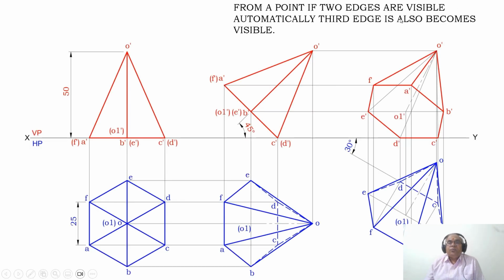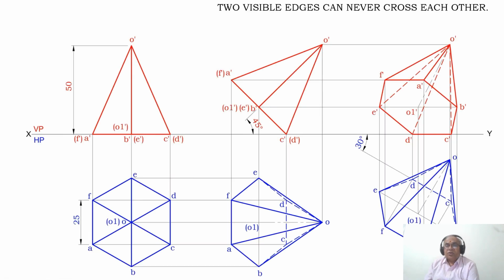Now, from a point, if two edges are visible, automatically the third edge also becomes visible. Which is that point? That is A dash. We know A dash F dash is visible and A dash B dash is visible because that forms the base of the hexagonal pyramid. So from this point, which is a common point for three edges, A dash F dash, A dash B dash, and A dash O dash, since A dash F dash is already visible and A dash B dash is also visible, therefore A dash O dash will also become visible. You dot them.